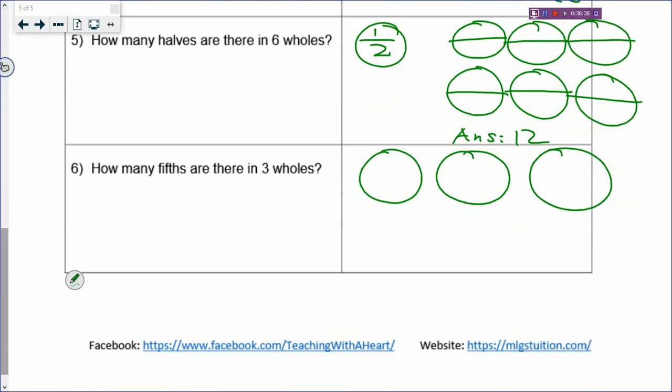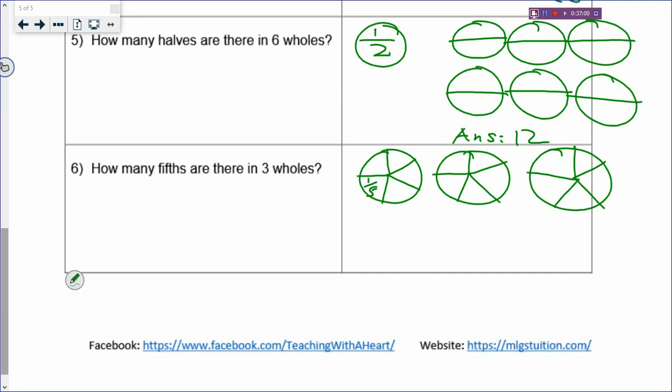And then there are how many fifths? So you cut into 5 parts. So every circle you cut into 5 parts. So 1, 2, 3, 4, 5. And you do the same for the others. 1, 2, 3, 4, and 5. So every part is a fifth, every part is 1/5. So you cut all these into 5 parts.